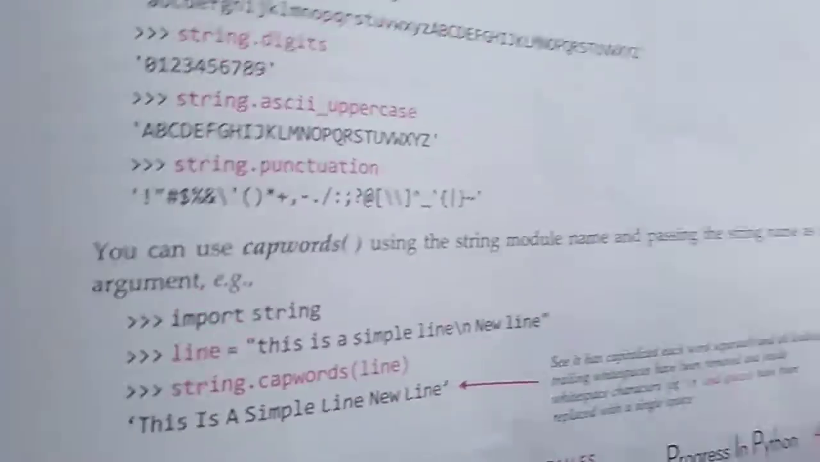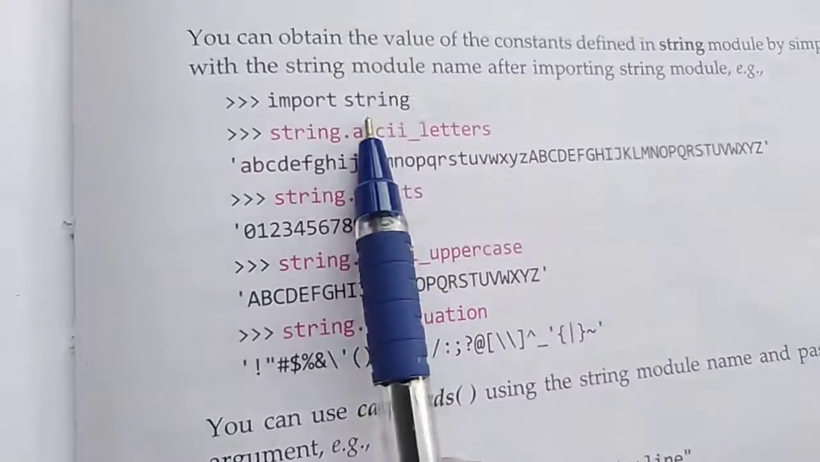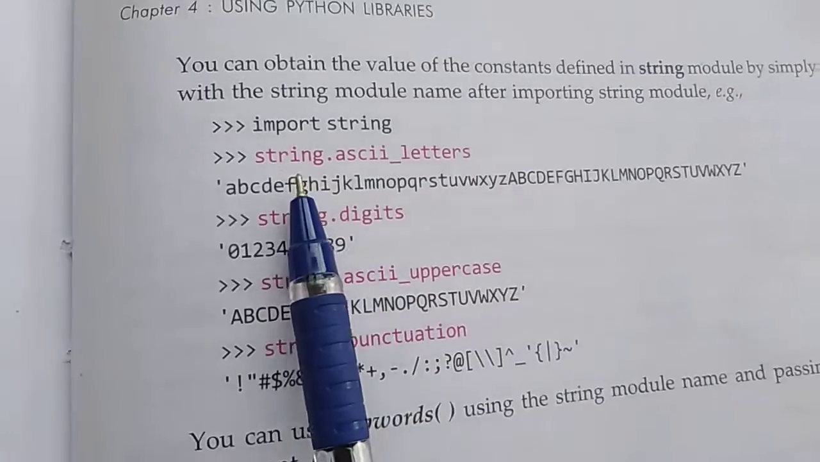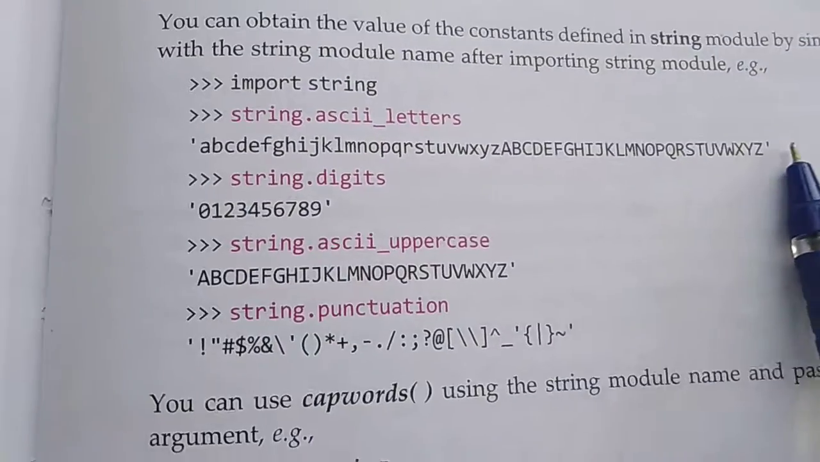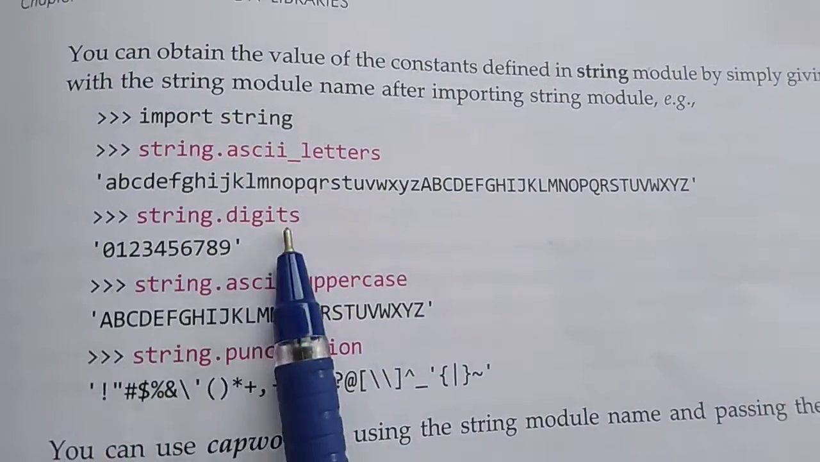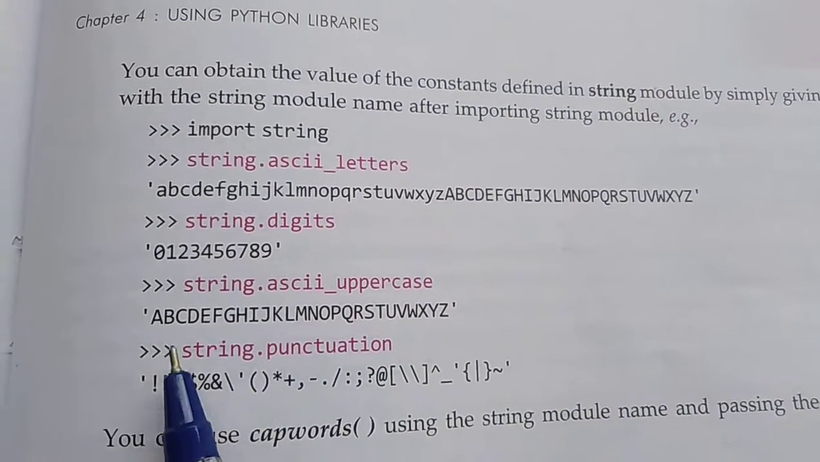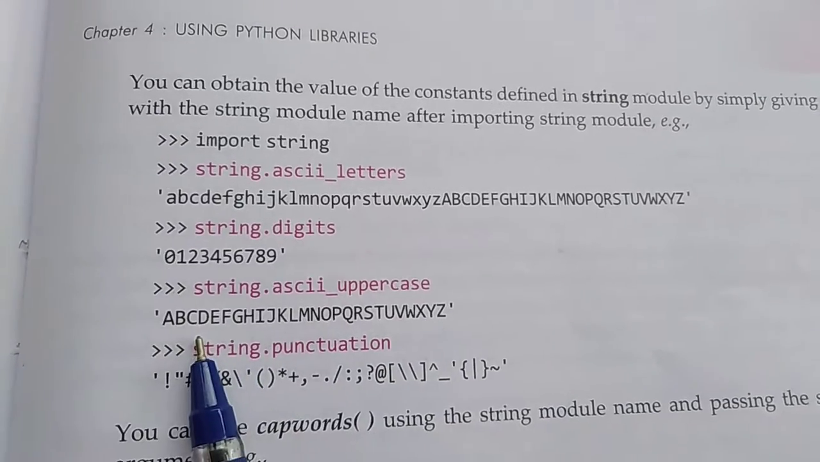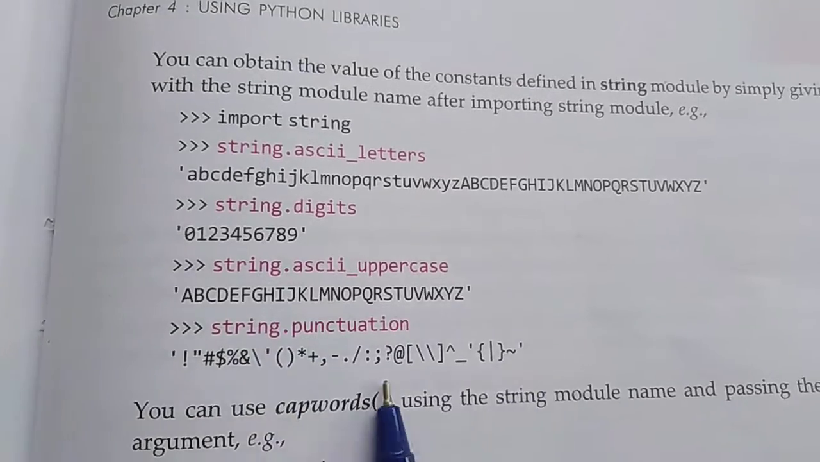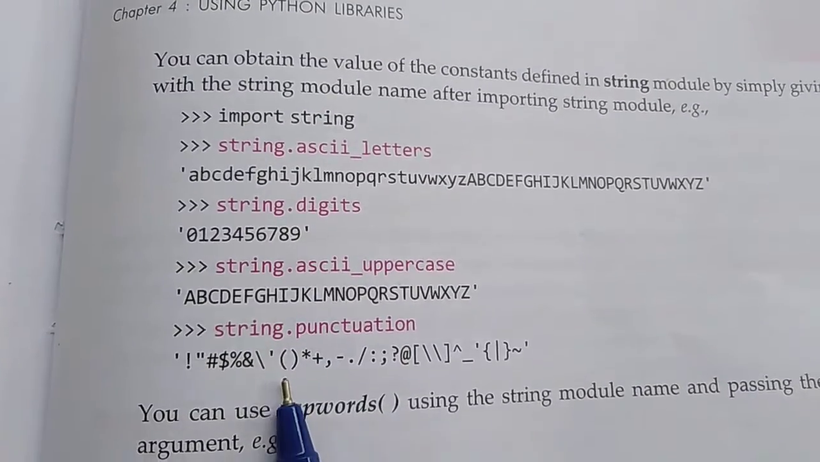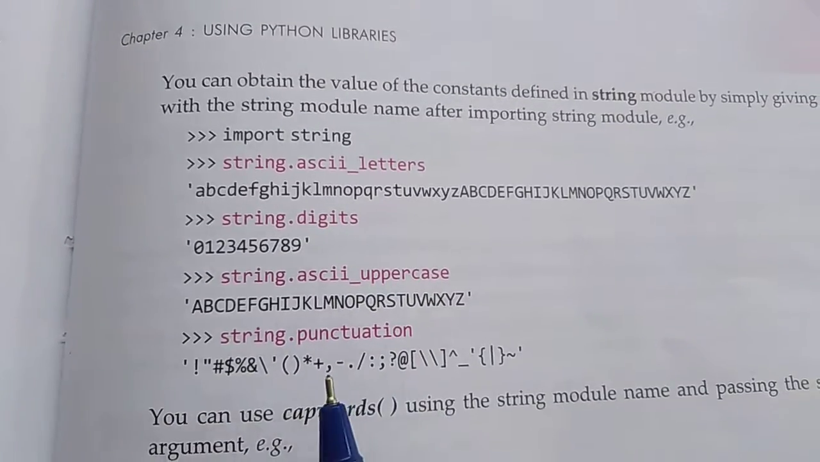Let's see an example of these string constants. After importing the string module, we can give string.ascii_letters, and you get all the uppercase and lowercase alphabets. Next, string.digits gives the numbers 0 to 9. string.ascii_uppercase gives only the capital letters. string.punctuation displays the characters other than letters and numbers, which are called special characters or symbols.